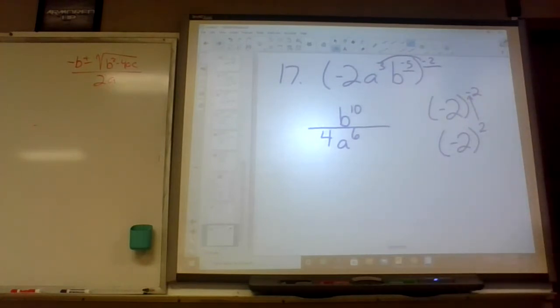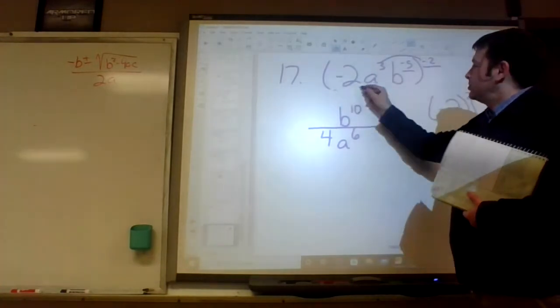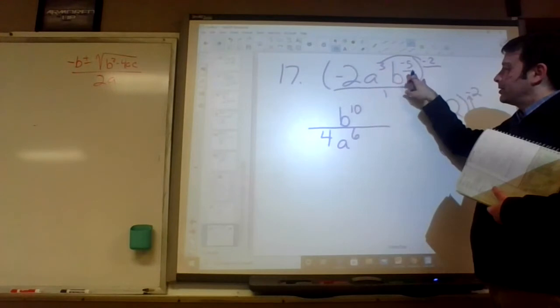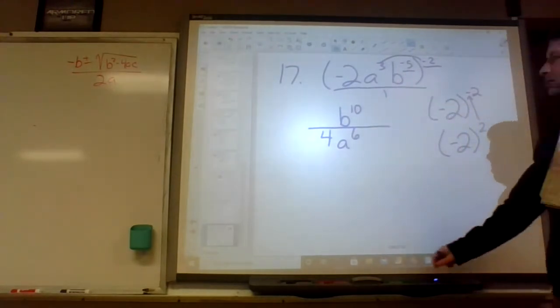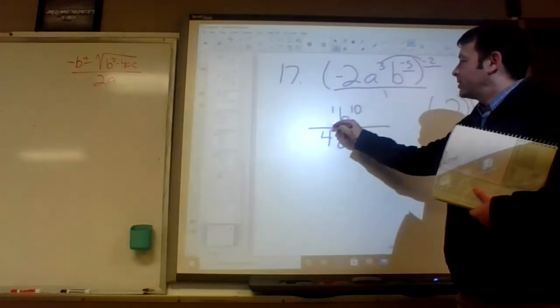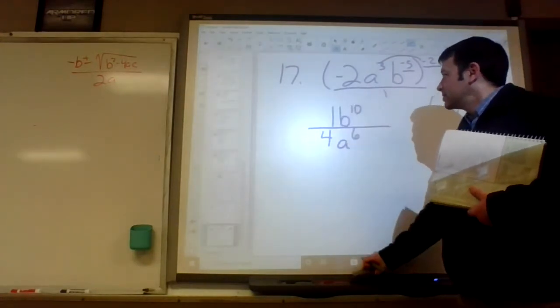Everything's default position is at the top. Like all these numbers, all this is on, you could write it as over 1. It's on the top right now. If we were to put a 1, still on the top, but without. If you put a 1 right there, it would not be wrong, but 1 times b to the 10th is just b to the 10th, so it doesn't really matter.